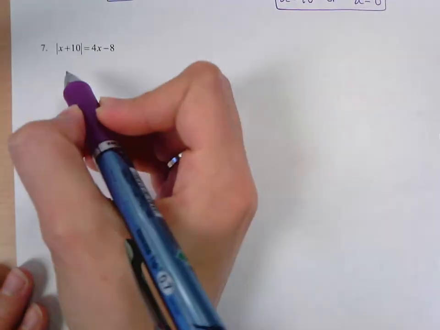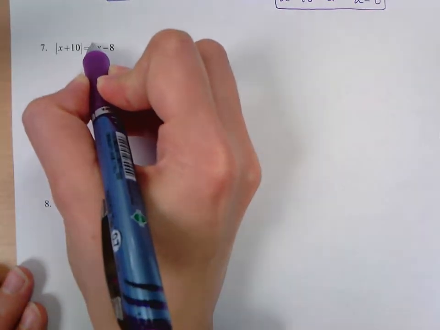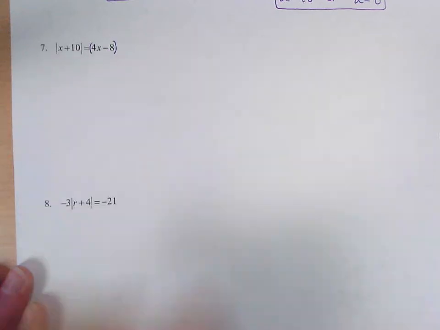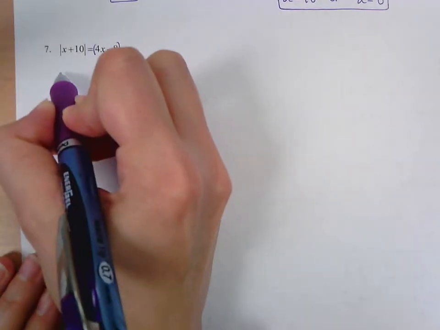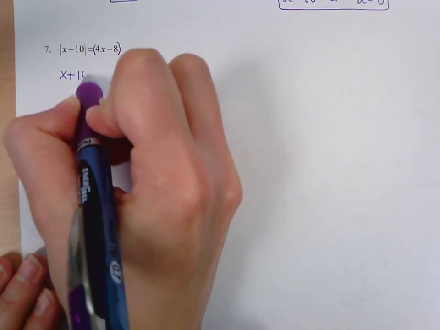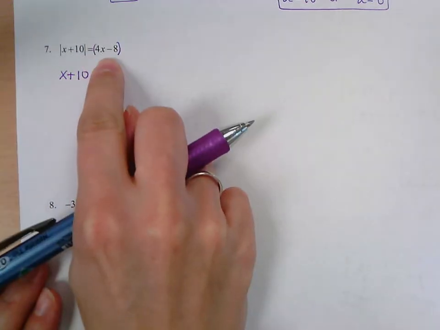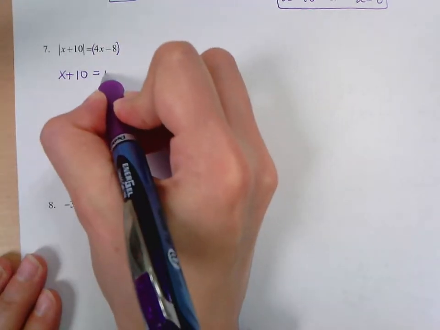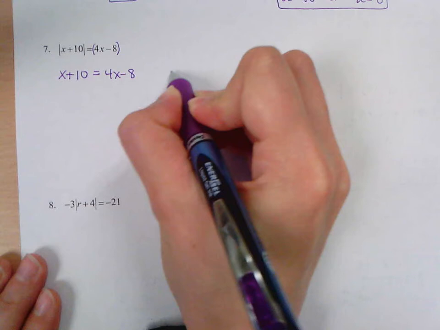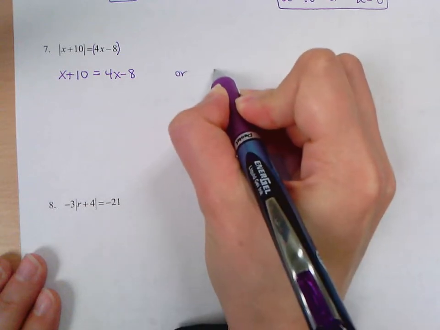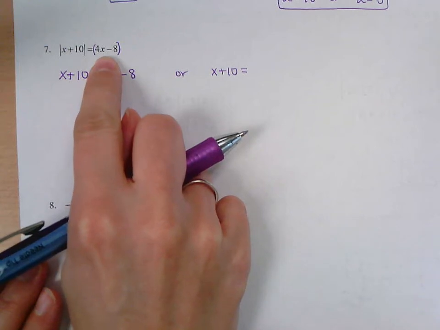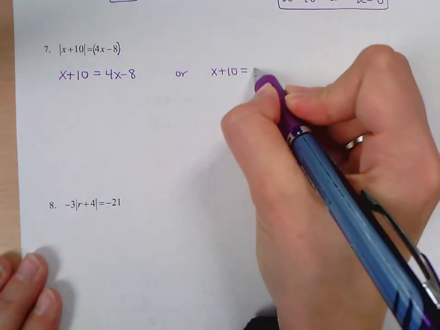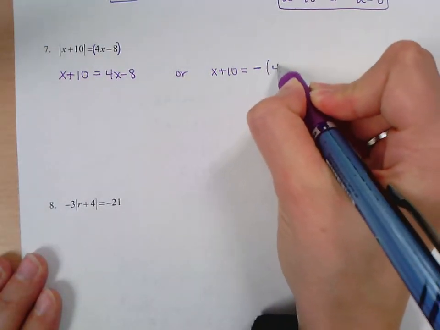So this means our two cases is going to be this entire side. We want the positive of that side and then the opposite of that side. So one of my cases is going to be that x plus 10 will equal this side just the way that it is, 4x minus 8. Or my other equation will be x plus 10 equals the opposite of that side. So the opposite of the quantity 4x minus 8.